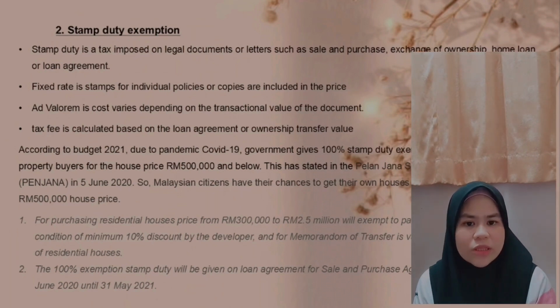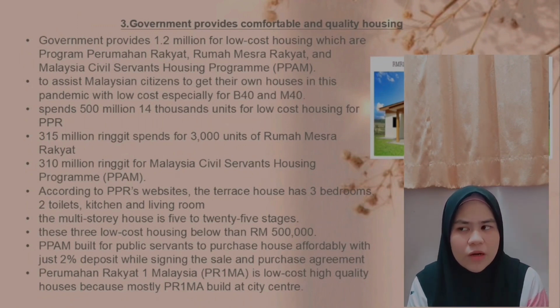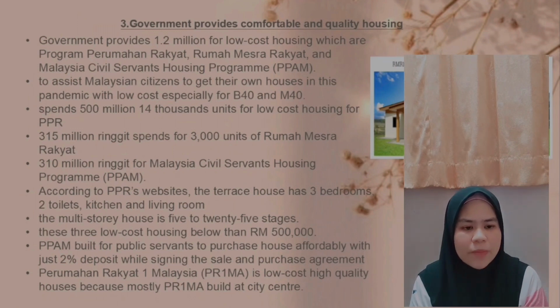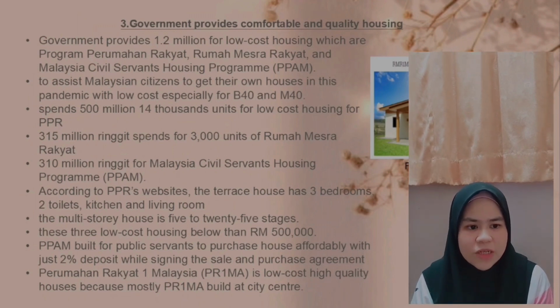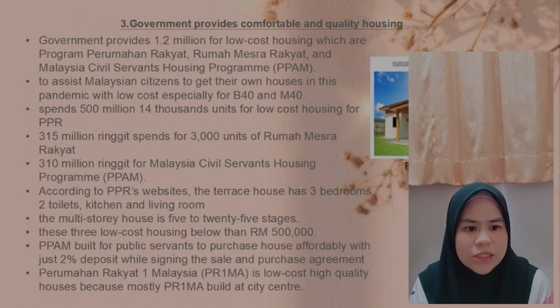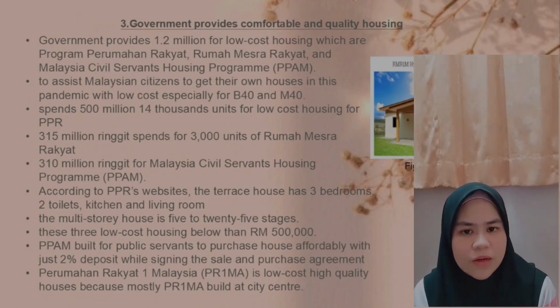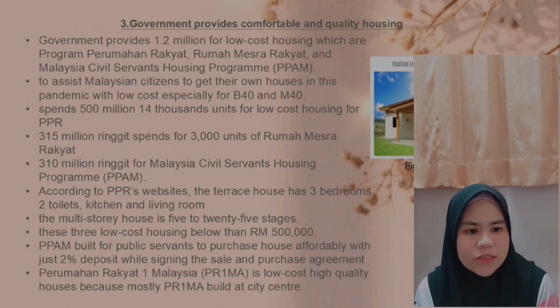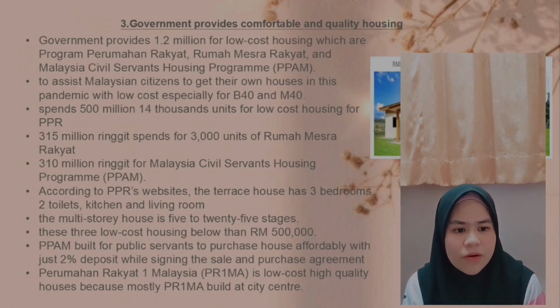Okay, for the third one, the government also provides comfortable and quality housing. The government provides 1.2 million for low cost housing programs, which are Program Perumahan Rakyat (PPR), Rumah Mesra Rakyat (RMR), and Malaysian Civil Servant Housing Program (PPAM). This purpose is to assist Malaysian citizens to get their own houses in this pandemic at low cost, especially for B40 and M40. The government spends 500 million ringgit for 14,000 units of low cost housing for PPR, 315 million ringgit for 3,000 units of Rumah Mesra Rakyat, and 310 million ringgit for the Malaysian Civil Servant Housing Program, which is PPAM.